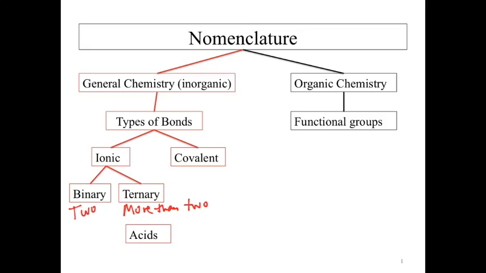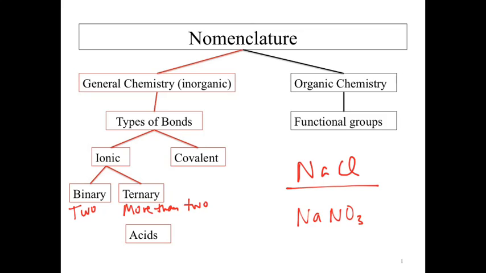So if we took a look at, say, something simple that we've seen already, sodium chloride, that has 2 atoms in it, so it's a binary compound. So we would name it according to the binary system. The ternary compounds would be, say, this guy. This one is ternary because there's at least 3 different types of atoms in it.